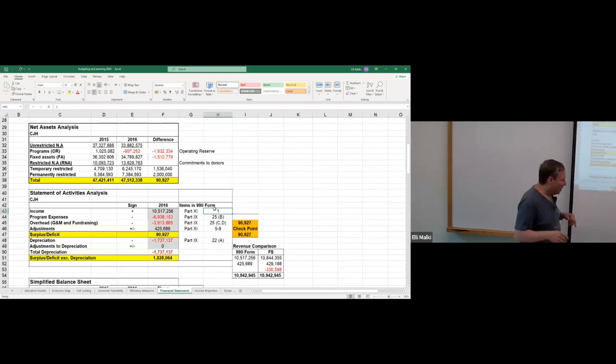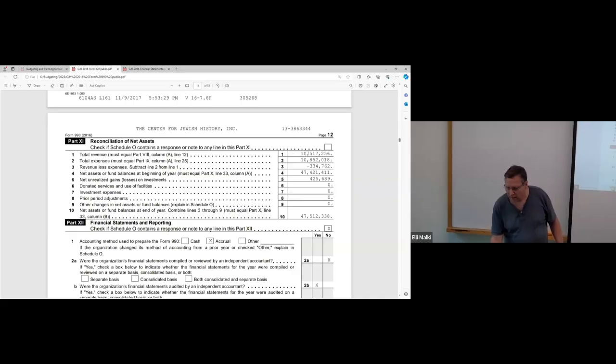If you go to the statement of activities in the financial statement, especially the American format, it's very confusing. So line number 1 in part 11. Here, line number 1, 10,517,000 and something. And we enter it. So this is the figure for income. Now, let's go back.